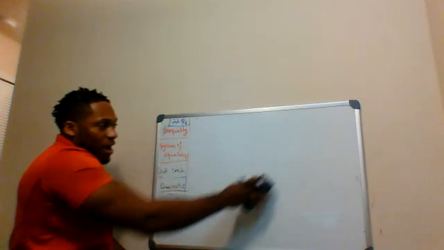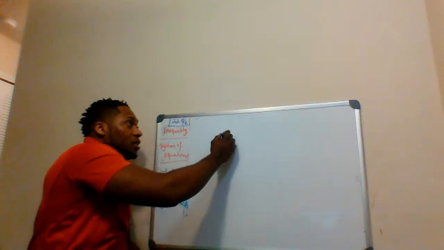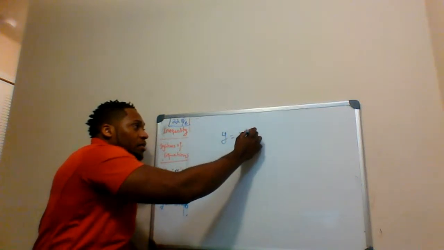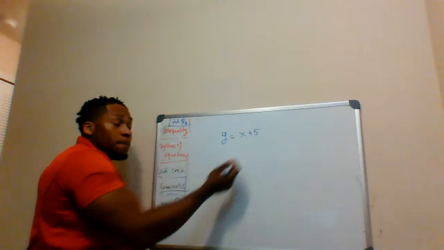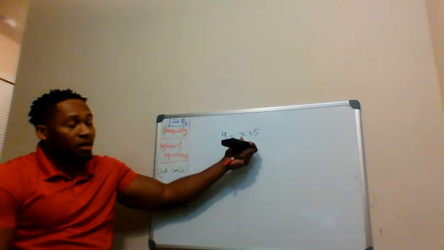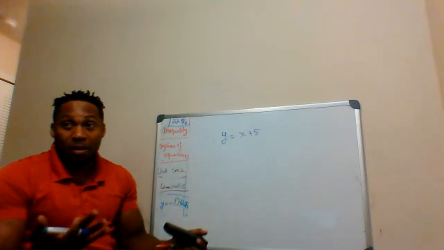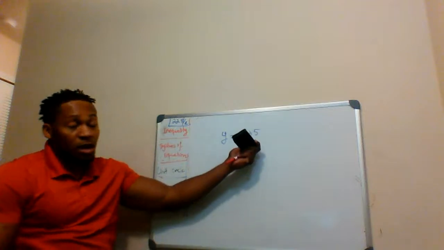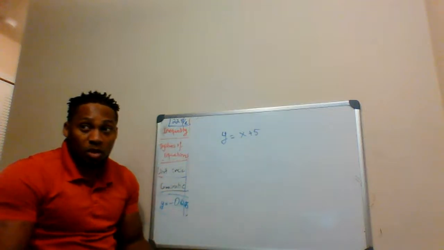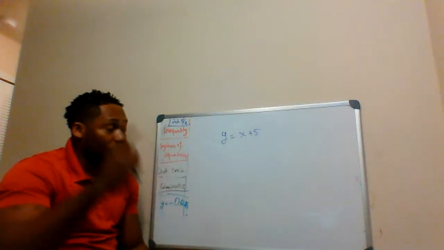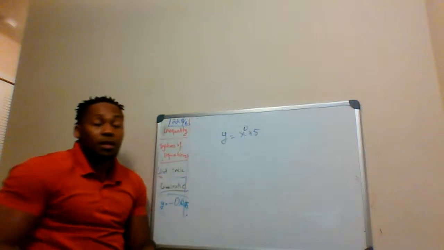Because the equation is linear, when you have y is equal to x plus 5, the degree of the polynomial, the highest degree possible, is 1. So it can be degree 0 or degree 1. That means you cannot have x squared or x cubed or x to the 4th. The highest you can get is x to the first power, which is the case here.